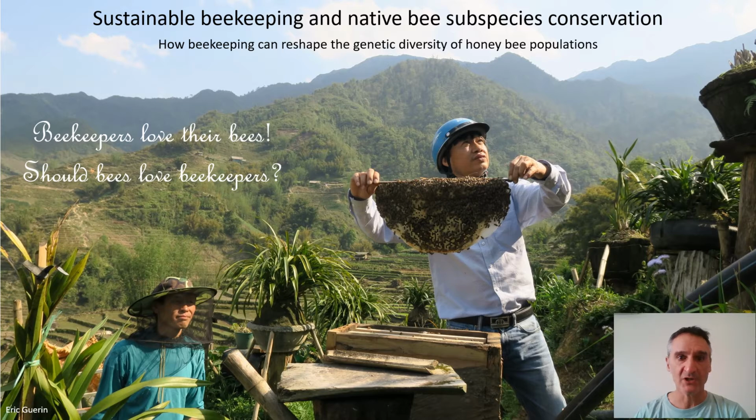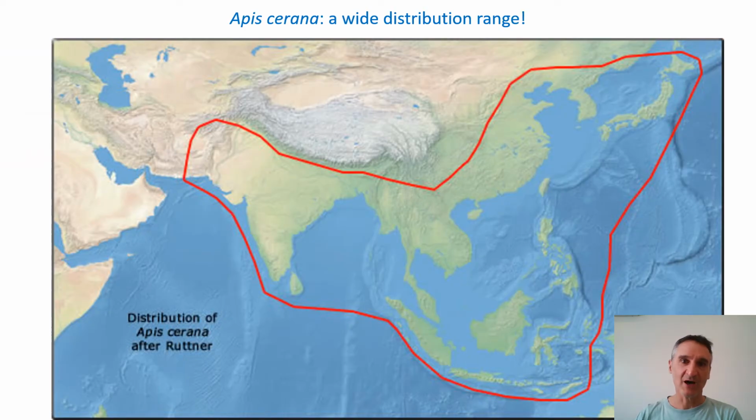So the aim of this short presentation is to raise awareness on the risk posed by some apicultural practices on native populations of Apis cerana. Apis cerana has a wide distribution range, covering the Indian subcontinent, Southeast Asia, southern and western China, Korea, and Japan.